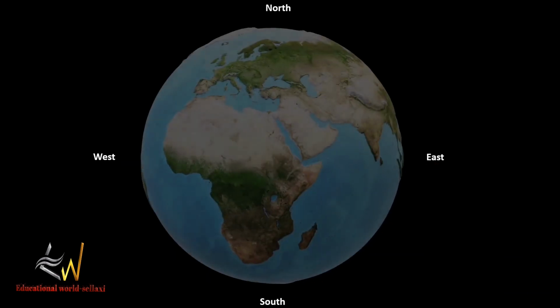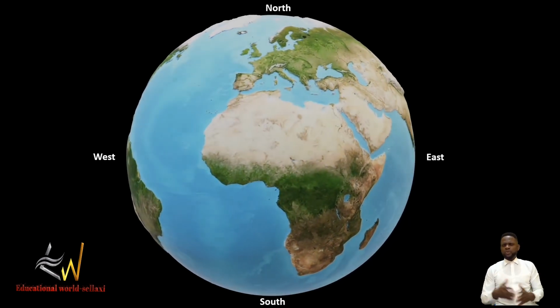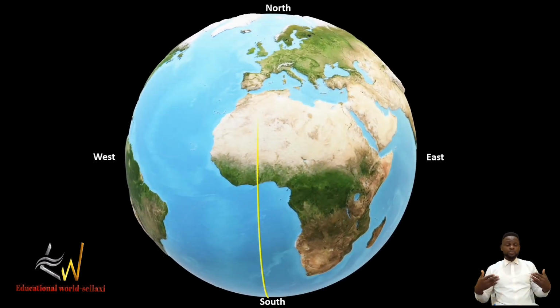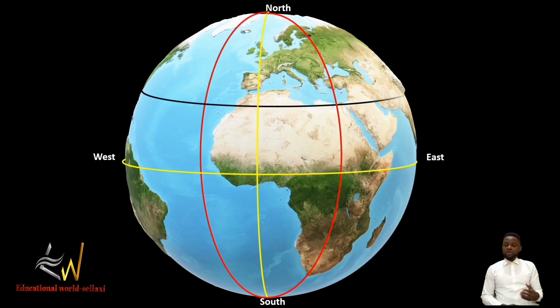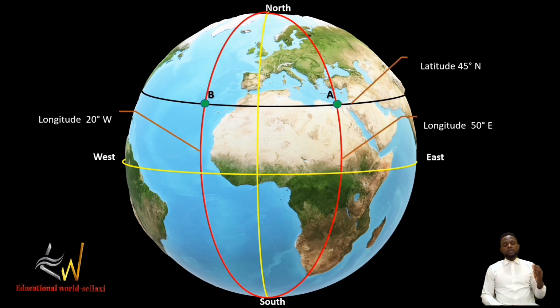Now, how can we locate 2 points on the Earth's surface? Points or places can be located on the Earth's surface by the intersection of the latitude and the longitude of that location. For instance, we have 2 places, point A and point B, on the Earth's surface. Point A is at latitude 45 degrees north and longitude 50 degrees east, while point B is at the same latitude 45 degrees north, but longitude 20 degrees west.